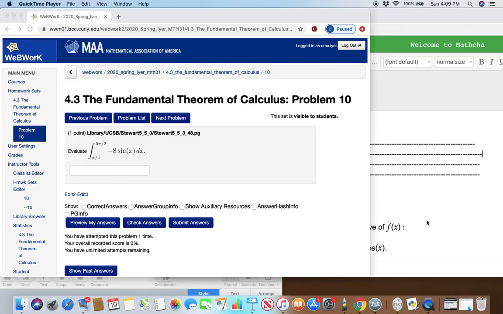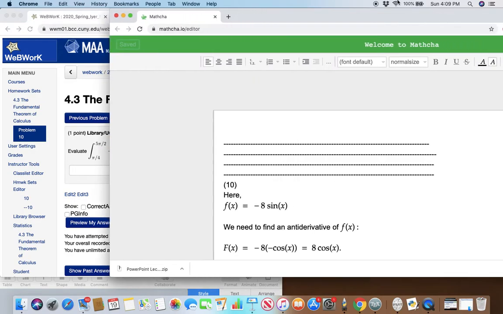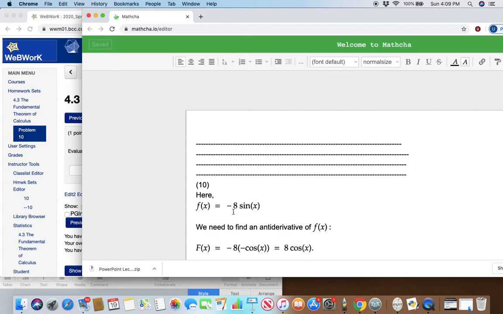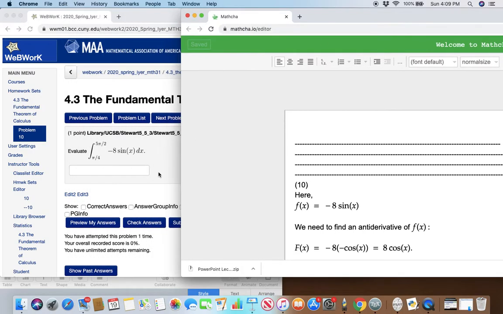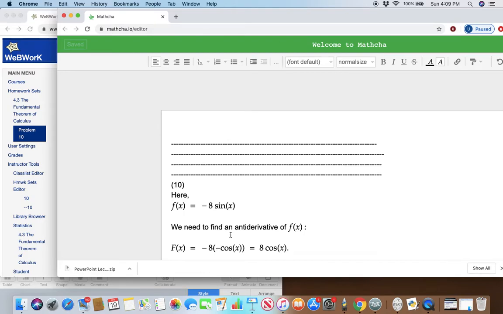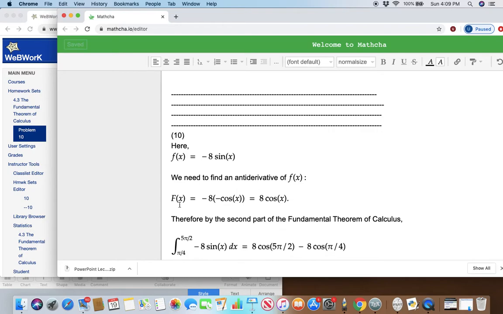So we use the second part of the fundamental theorem of calculus. Your given function f(x) is negative 8 sin x. You need to find any one antiderivative. So here is an antiderivative. Antiderivative of sine is negative cosine. Alright. So with a negative outside, negative here, you get positive 8 cosine.